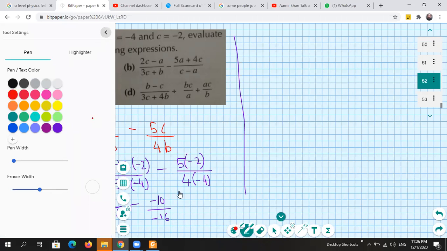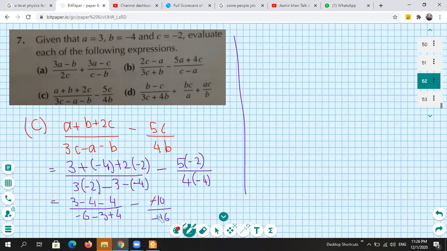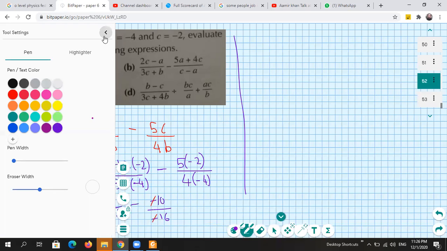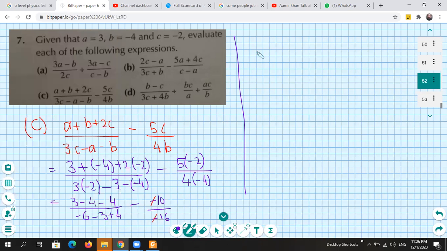So cancel these two negative signs. So we are left with 3 minus 4 minus 1. Minus 1 minus 4 gives you minus 5 in the numerator. Similarly, minus 6 minus 3, same sign, addition, minus 9 plus 4, subtraction, minus 5. And here, minus 10 over 16.